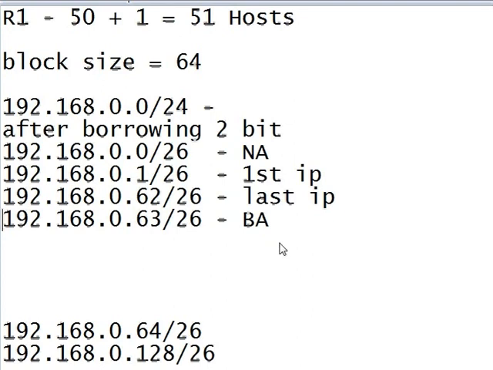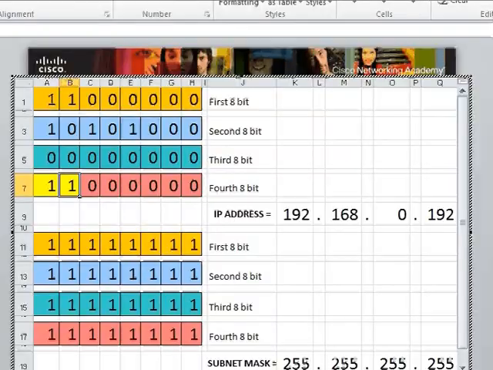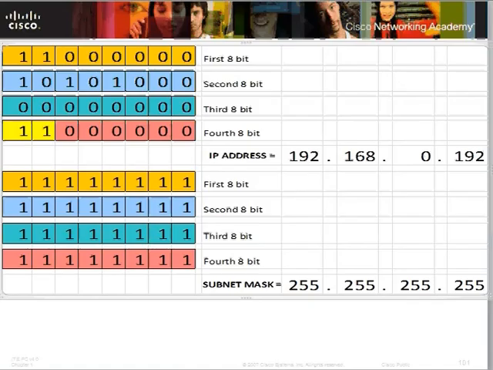Now out of this 256 block, I have used 0 to 63. So the next block is this 192.168.0.64. Now I'm going for the calculation of the second router.